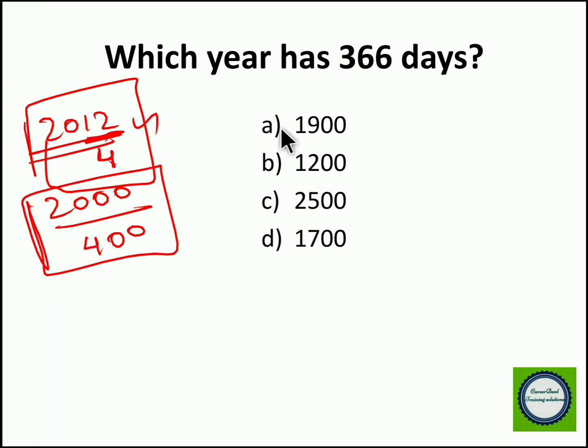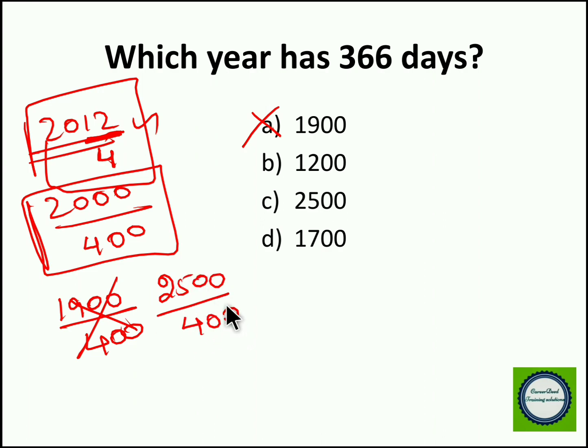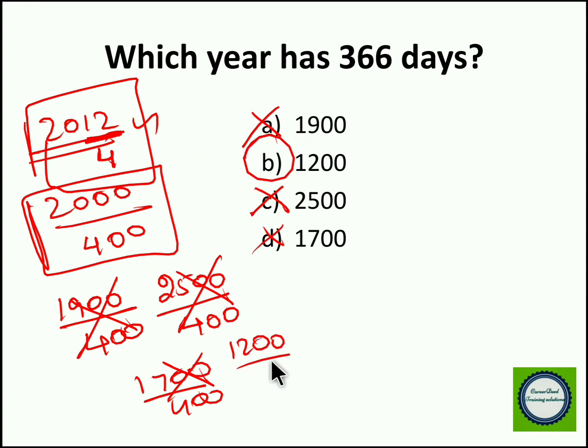Then only can we consider it a leap year. If you take 1900, 1900 is a century. It is divisible by 4, but it is not divisible by 400. So it is not a leap year. And 2500 is divisible by 4 but not by 400. So it is not a leap year. 1700 is a century, and when you divide this by 400, it will not be divisible. So it is not a leap year. 1200 is a century, and when you divide this by 400, it is divisible 3 times. So the answer for this question is 1200. Hope you understood the problem, right?